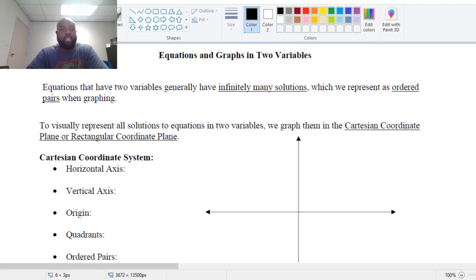So that we can see a visual representation of all of our solutions, we usually graph these equations. One of the purposes of graphing is to visually represent all of the solutions. And we graph in our XY plane, which is what we usually call it, but it's your Cartesian coordinate plane or your rectangular coordinate plane. Those are some other terms that we use for that.